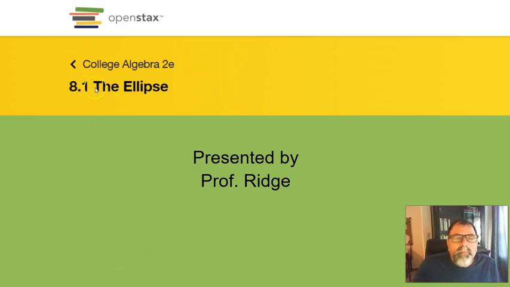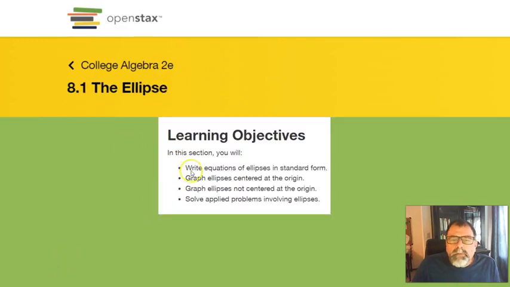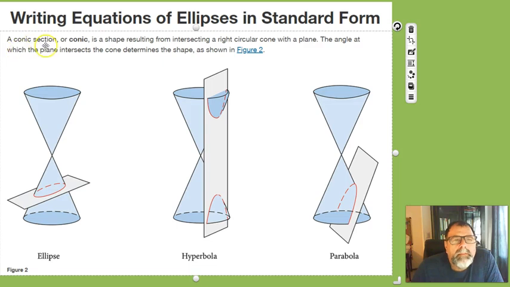Today's lesson 8.1, the ellipse. And our first learning objective, write equations of ellipses in standard form. A conic section, or conic, is a shape resulting from intersecting a right circular cone with a plane. The angle at which the plane intersects the cone determines the shape of that cross section, right?